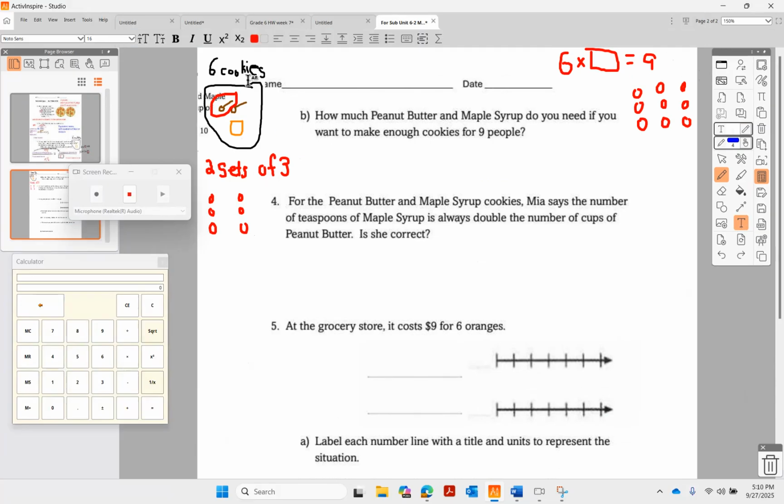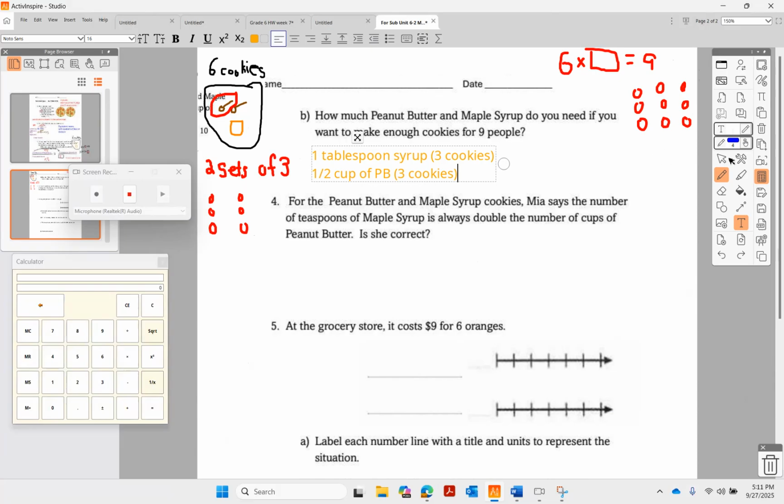Let me change my colors. So that's 1 tablespoon of syrup, right? That's for 3 cookies because I'm doing 1 set. And then it's 1/2 cup of peanut butter for 3 cookies. I know this one's tricky. Okay, so let's go back over here.